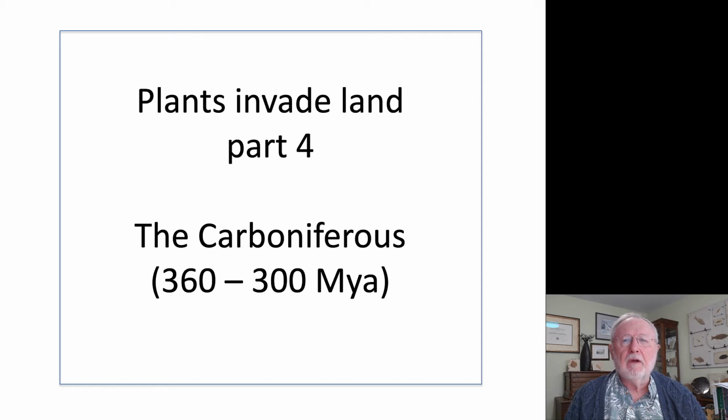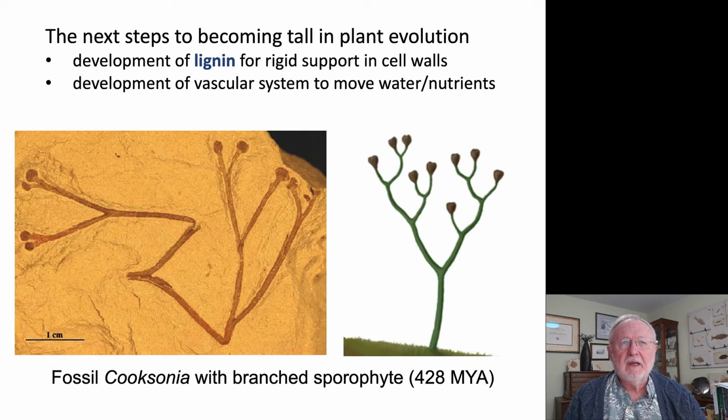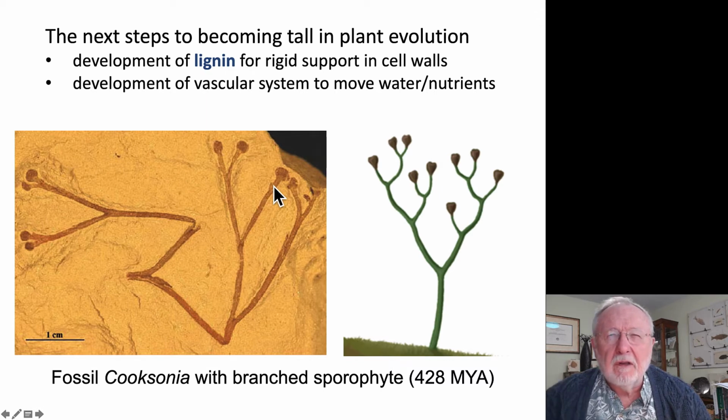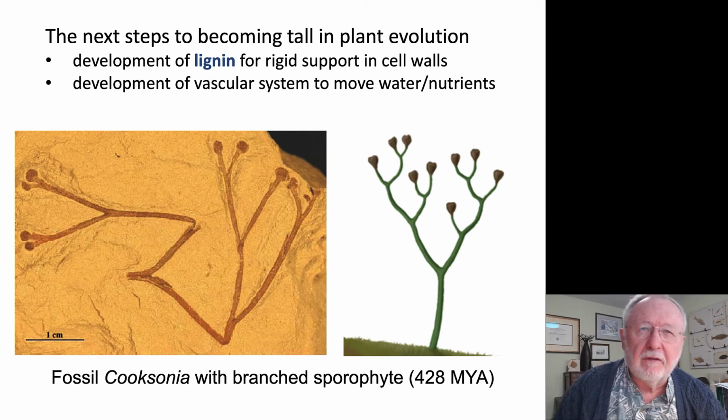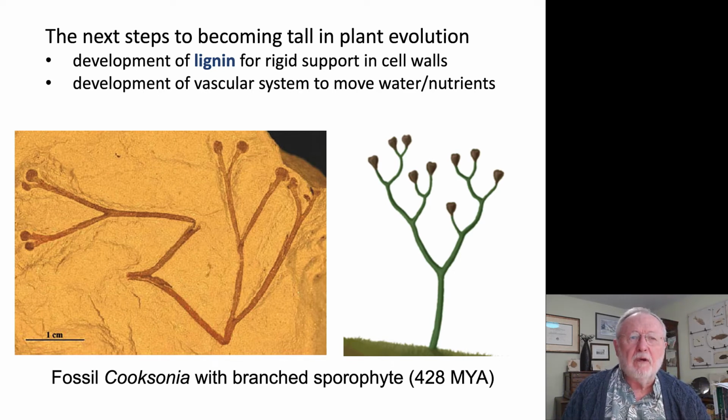Here in part 4, let's talk about the Carboniferous. The plants developed cellulose and lignin to give them structure, allowing them to become tall. As they became tall, in this evolution here, what we see is that lignin allowed these structures to elongate above the surface, far larger than we saw in mosses, liverworts, and so forth.